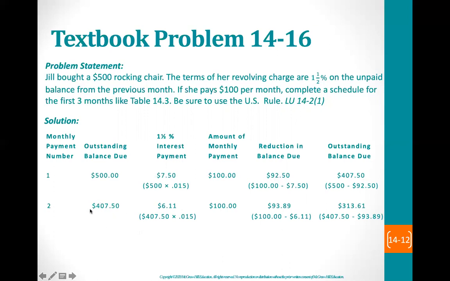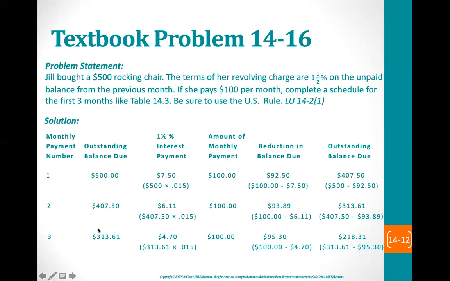Month 2, her new outstanding balance is $407.50. Times 1.5%, she has to pay $6.11 on interest. She pays $100, so 100 minus $6.11, she has a reduction in balance due of $93.89. $407.50 less $93.89, her new balance is $313.61.